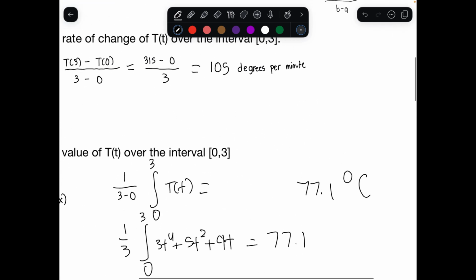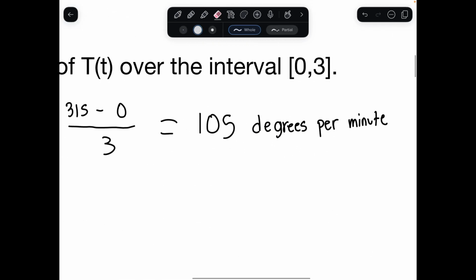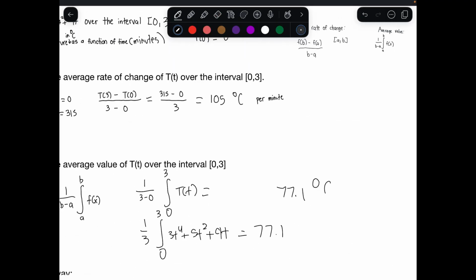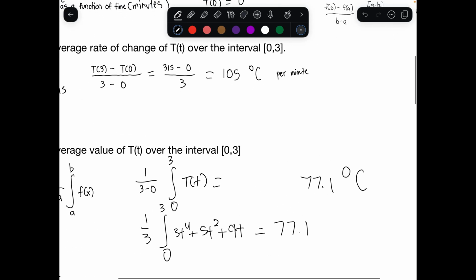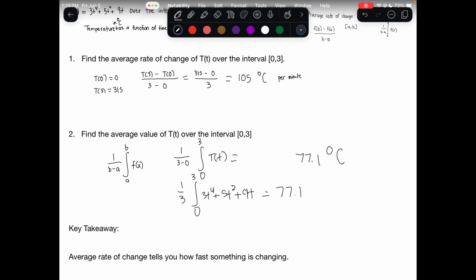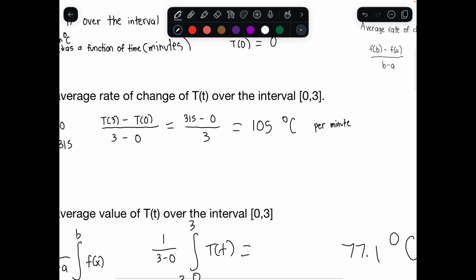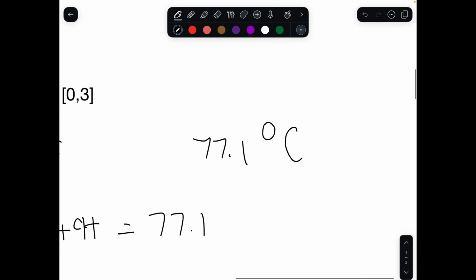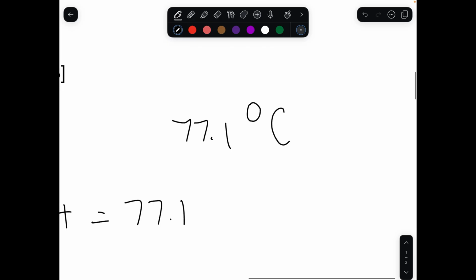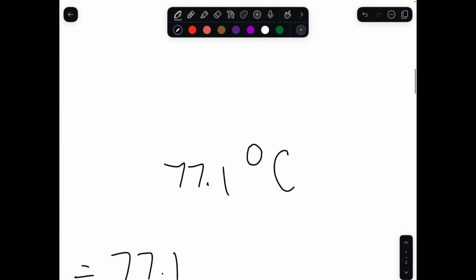And notice how here, this is 105 degrees. Let me actually change this. This is 105 degrees Celsius per minute, and this is just 77.1 degrees Celsius. So the key difference here is that this is how fast the function T is changing over the interval 0 to 3, and this is basically the average value of the temperature over the interval 0 to 3.